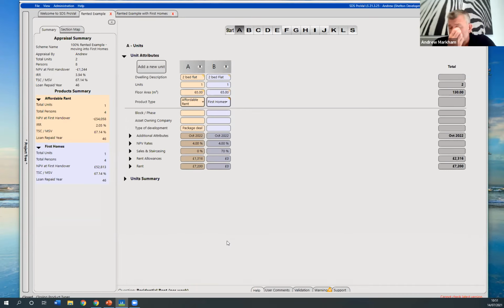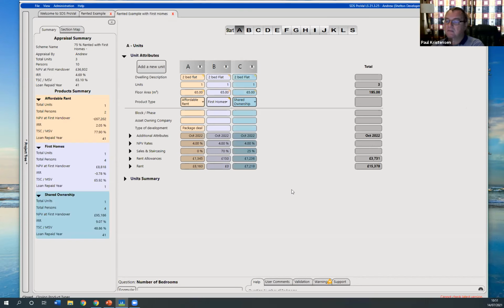So any questions on that from any audience participation? Yep. So we've got Marta here. Hello, Marta. Very good to hear from you. Would it be possible to model the same unit as shared ownership for comparison? Yes, but you have to call it shared ownership. Don't call it a first home.